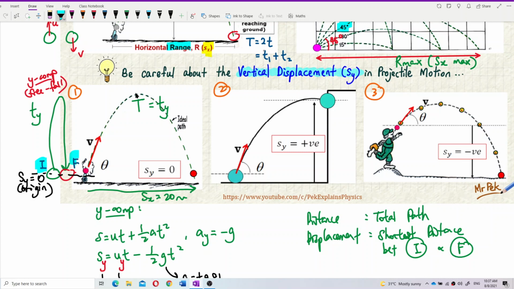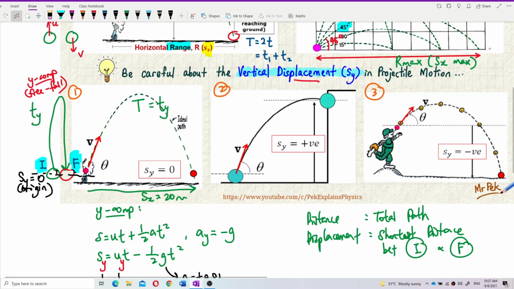The initial point is the origin, and the final point is also the origin. So that means the initial and final points are at the same point. That's why Sy equals 0. Sy equals 0 because it's about displacement. It's not about distance.